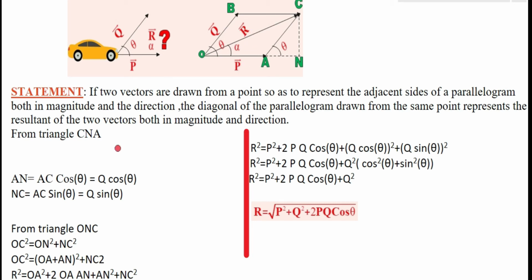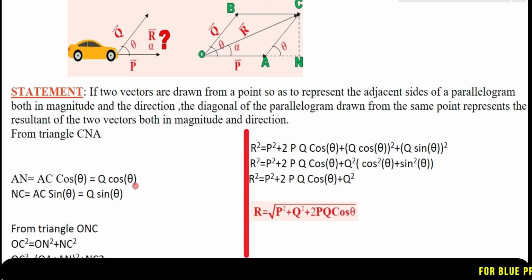Now consider the triangle CNA. This is a right angle triangle. In this right angle triangle, if you apply cos theta, you will get cos theta is equal to adjacent side by hypotenuse, that is equal to AN by AC. From that, AN will be equal to AC cos theta, where AC is nothing but Q. So finally I can write AN as Q cos theta.